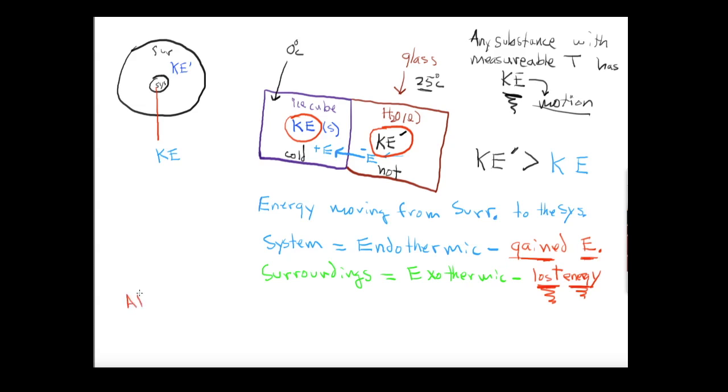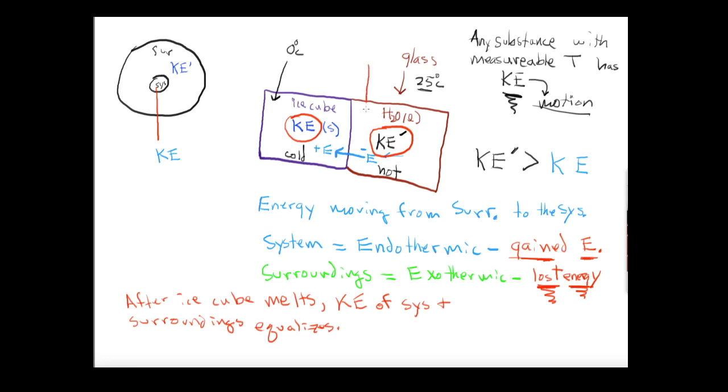let me put some words on this. So after ice cube melts, all right, comma, kinetic energy of the system and surroundings equalizes. So KE is the same for both. All right, that's important.